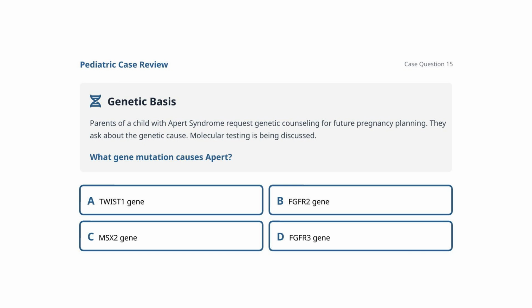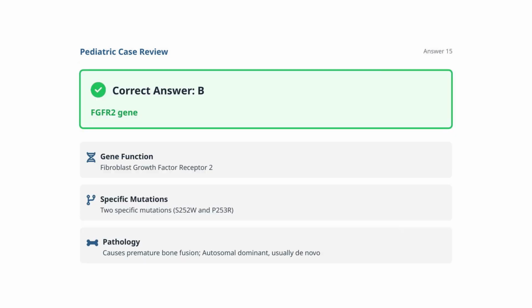Option A, TWIST1 gene. Option B, FGFR2 gene. Option C, MSX2 gene. Option D, FGFR3 gene. The correct answer is B, FGFR2 gene, which stands for fibroblast growth factor receptor 2.